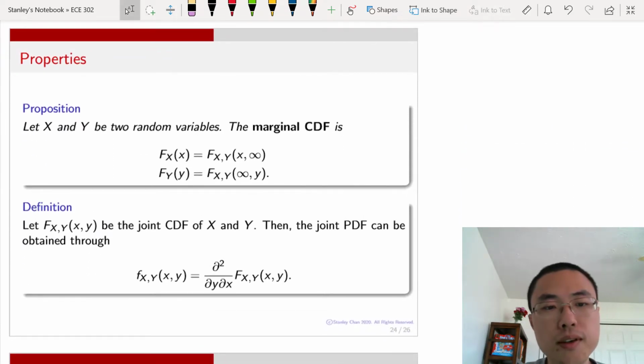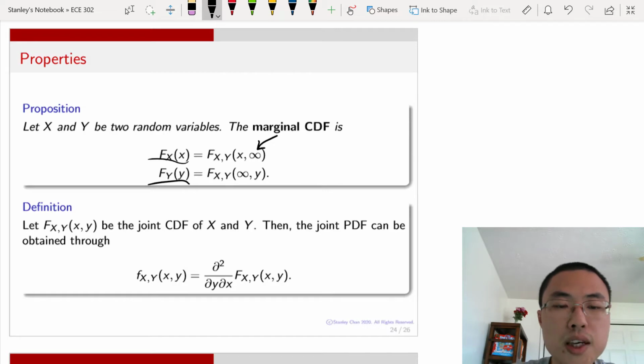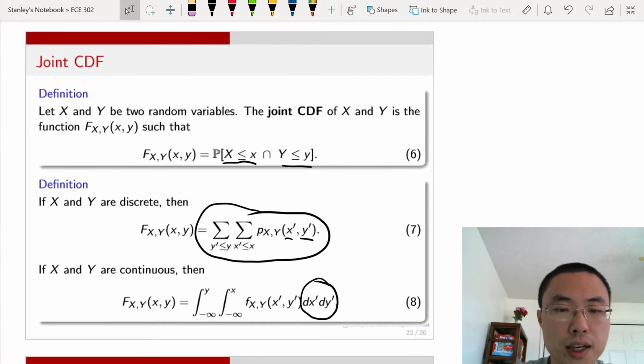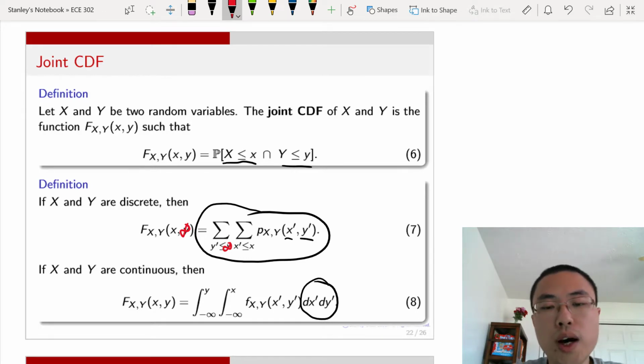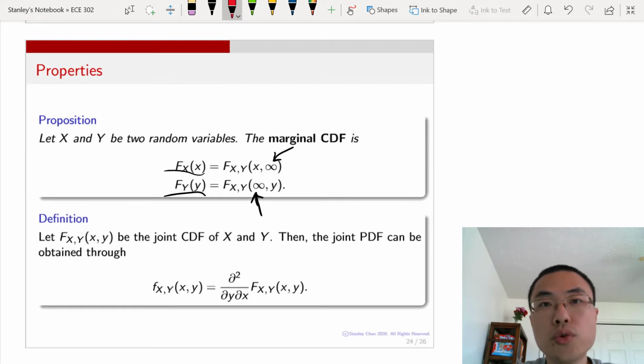There is a very simple property of a joint CDF, which is about the marginal CDF. If you plug in one of the coordinates as infinity, you get the marginal CDF of the other. For example, if you put y equals infinity, you get F_X. If you put x equals infinity, you get F_Y. That comes from the definition: if you put y equals infinity, you are summing or integrating the 2D PDF or PMF over all the y's, which gives 1, so you knock out all the y's and are left with x. That's why plugging in y equals infinity gives F_X, and plugging in x equals infinity gives F_Y.